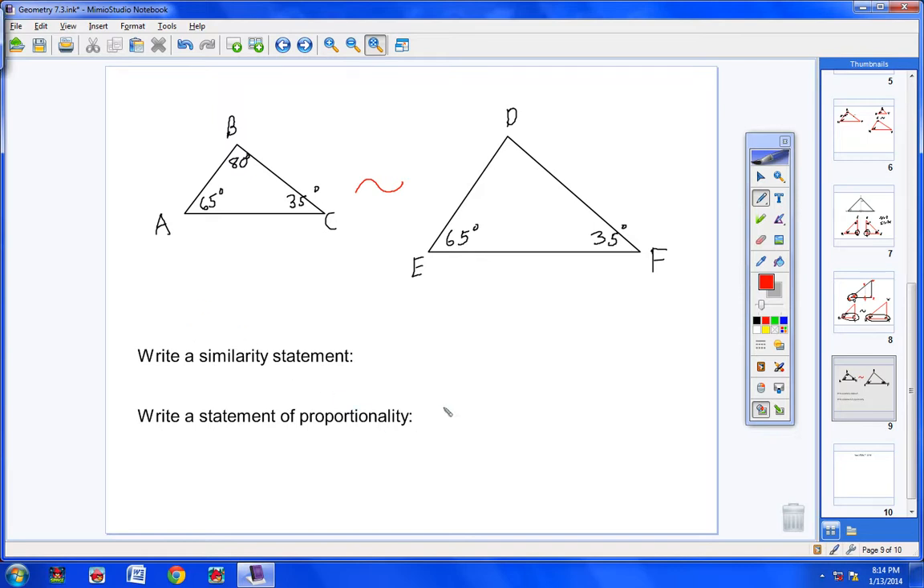Let's write a similarity statement. Now remember what I've taught you to do. You write the first triangle however you want to. You can write ABC, ACB, BCA, BAC, CBA, CAB.